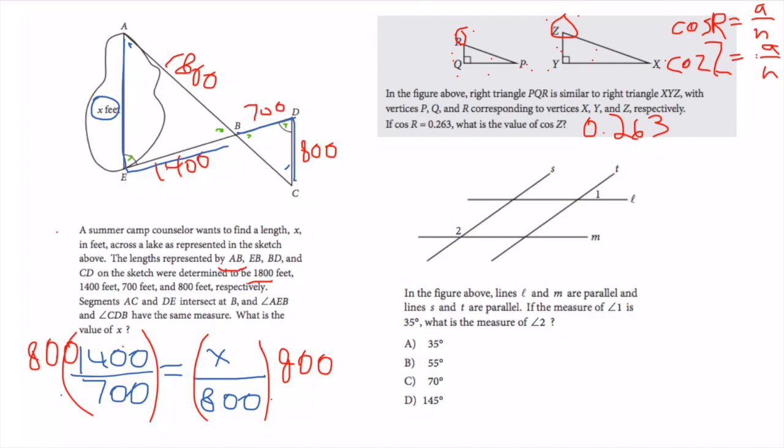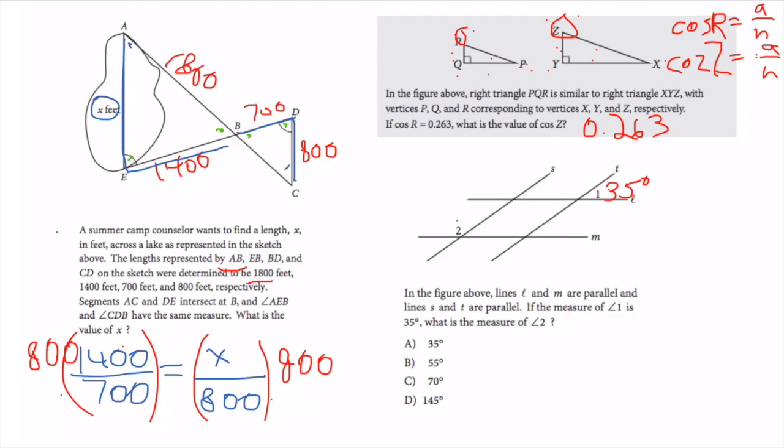So in the figure above, lines L and M are parallel, and lines S and T are parallel. If the measure of angle 1 is 35, what is the measure of angle 2? Now there are a whole bunch of ways you can get there.